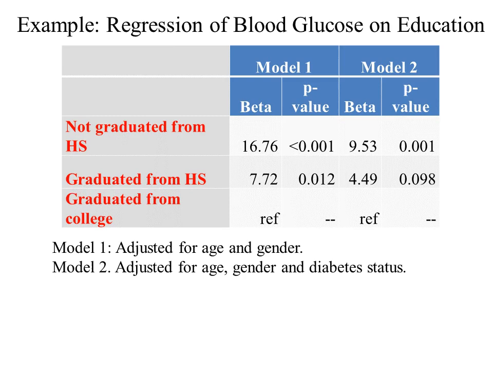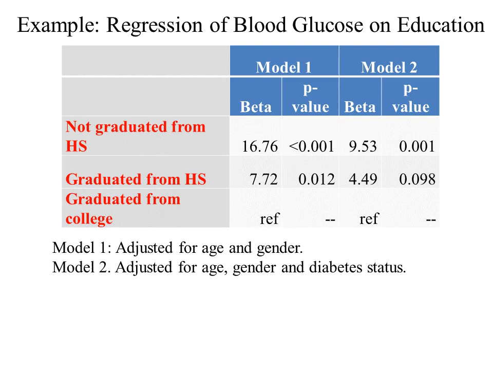This table shows estimated regression coefficients of education categories from two regression analyses of blood glucose. In addition to education as an independent variable, Model 1 included age and gender as well, and Model 2 included age, gender, and diabetes status. The results of Model 1 show a strong association between education and blood glucose. The p-value for the difference between those who have not graduated from high school and those who have graduated from college is very low, and the p-value for the difference between high school graduates and college graduates is quite low.